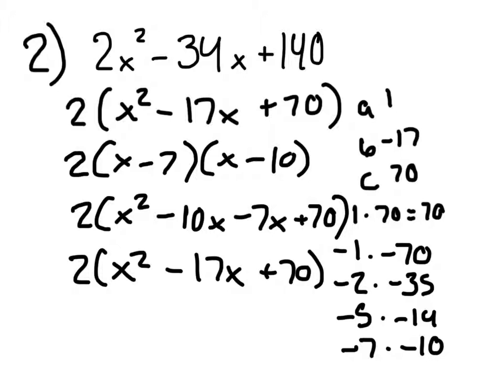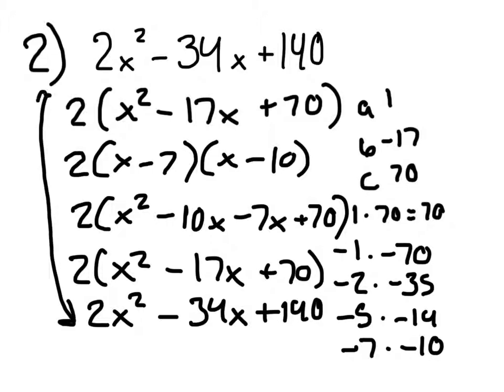And now all you have to do is just multiply the outside, the 2, by everything on the inside. So you'll have 2x squared minus 34x plus 140. And again, these are the same. So your original problem and the checked problem are the same. So that's how you know you're right.